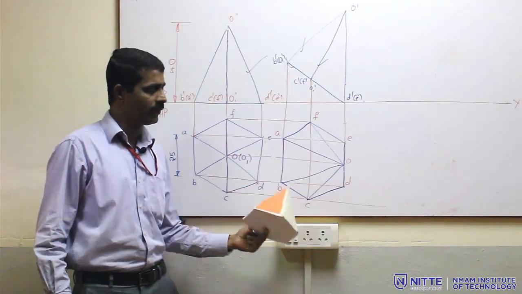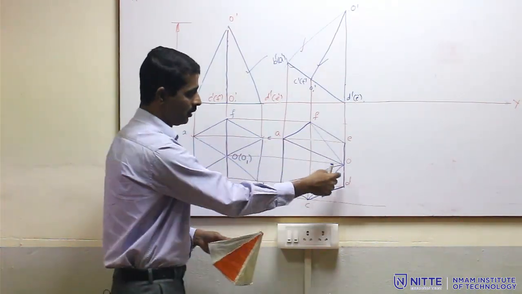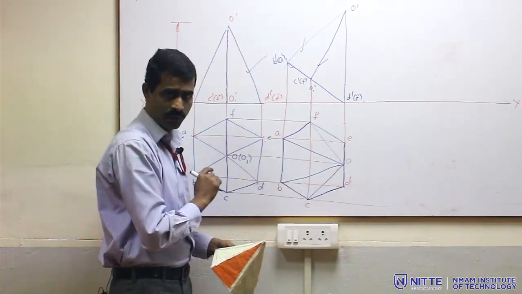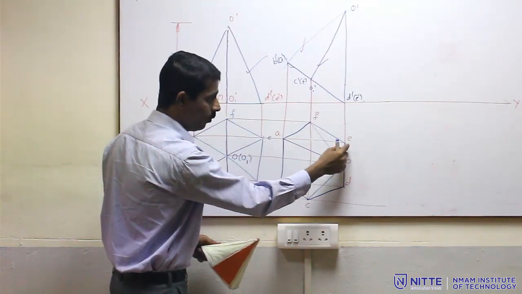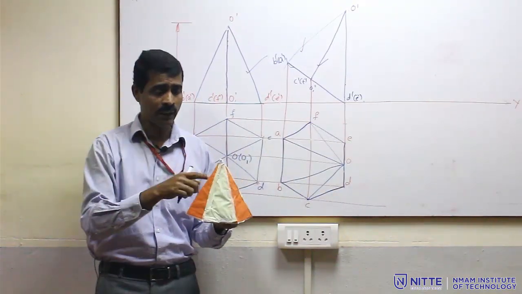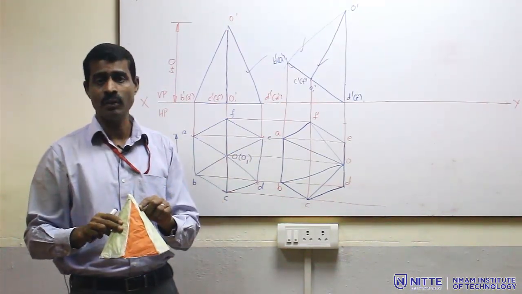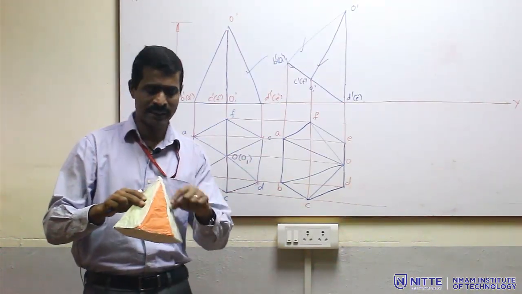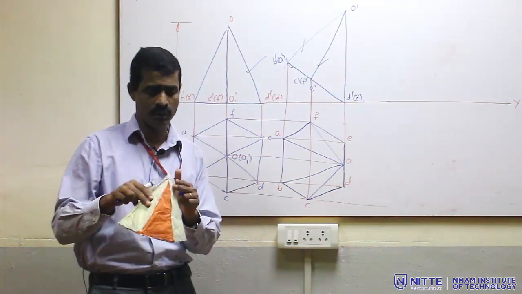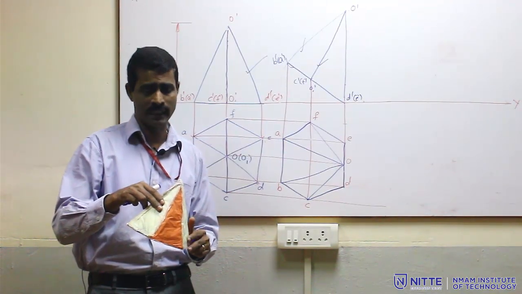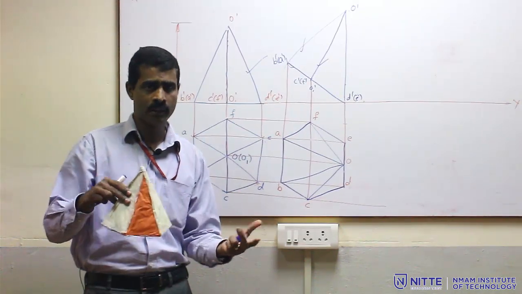Now, look at the view, all edges are drawn. I can see all the 6 base edges A, B, C, D, E, F and OA, OB, OC, OD, OE, OF. All the 12 edges are visible. This is the speciality of this particular problem. All the 12 edges, 6 base edges, 6 slant edges, all are visible, because it is a particular condition wherein the triangular face is perpendicular to HP. If this was inclined more, then some portion of the solid could be invisible.